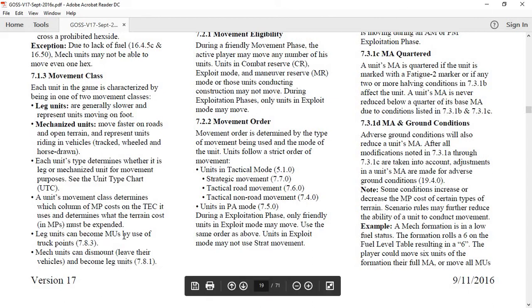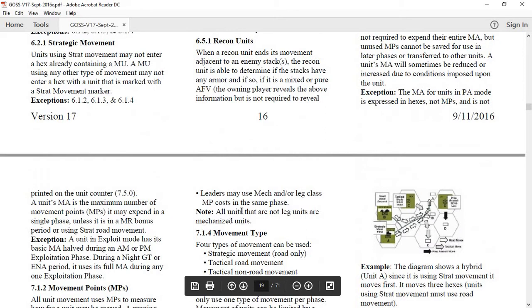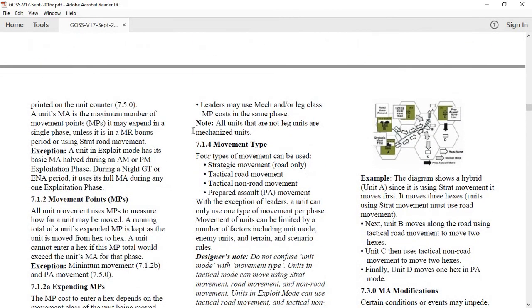Leg units can become mechanized units by use of truck points. Okay, so they can become mechanized units. Makes sense. Mech units can dismount, that is, leave their vehicles and become leg units. Nice. Leaders may use mech and/or leg class MP costs in the same phase. Note, all units that are not leg units are mechanized units.